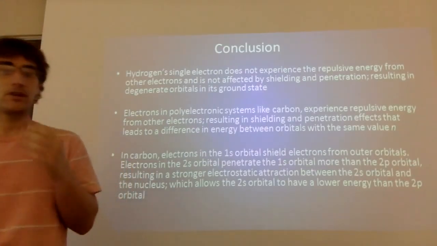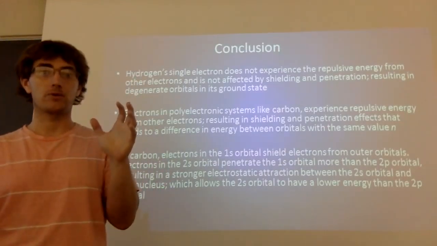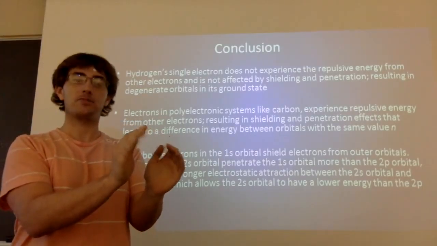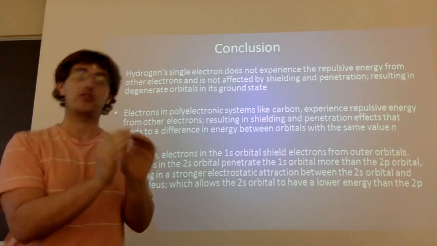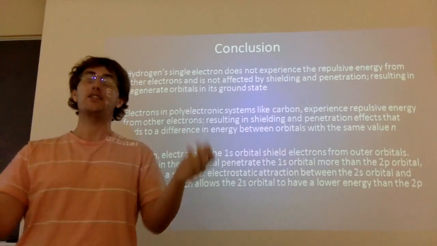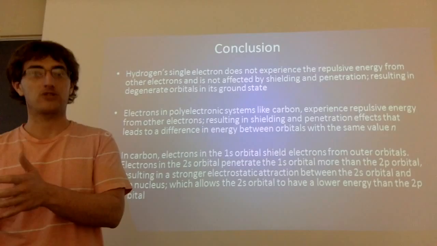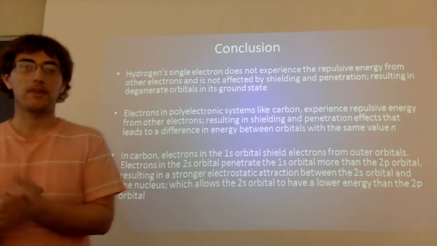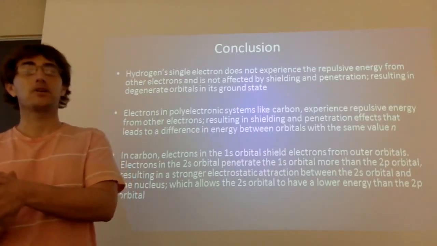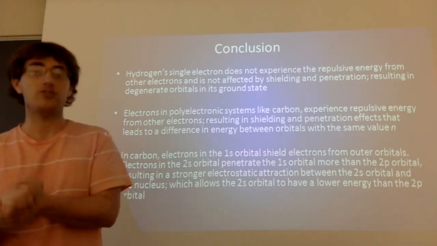Those repulsive effects allow the 1s orbital in carbon to shield the outer orbitals. But the 2s orbital has the ability to penetrate and experience more of an electrostatic attraction, or potential energy, than the 2p orbital, in turn giving it a lower energy than the electrons in the 2p orbital. And that is the difference between a polyelectronic system like carbon and a monoelectronic system like hydrogen.